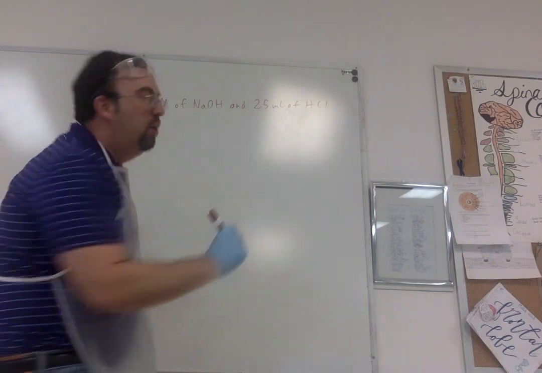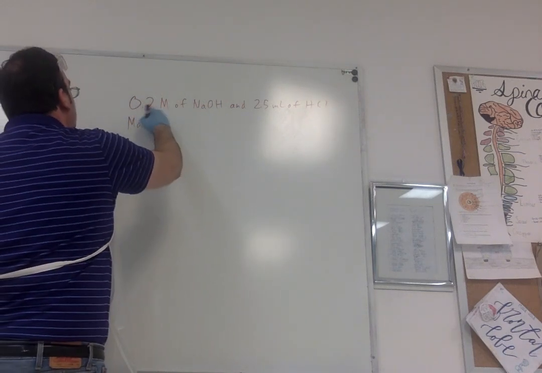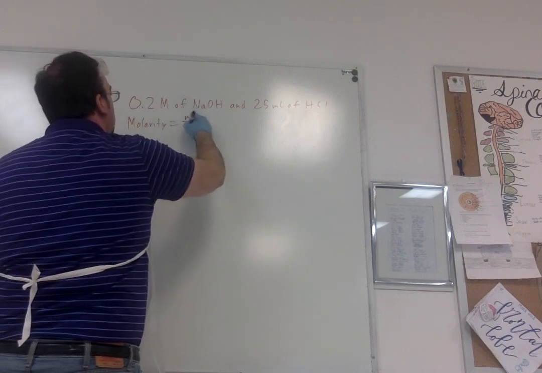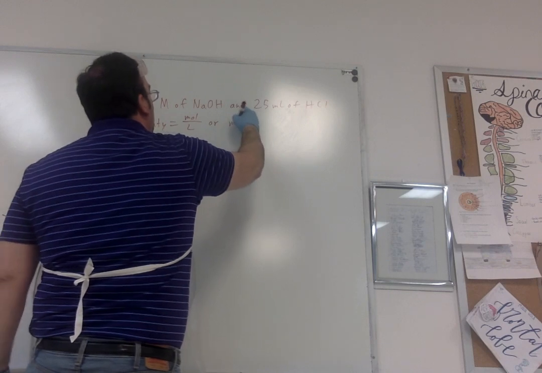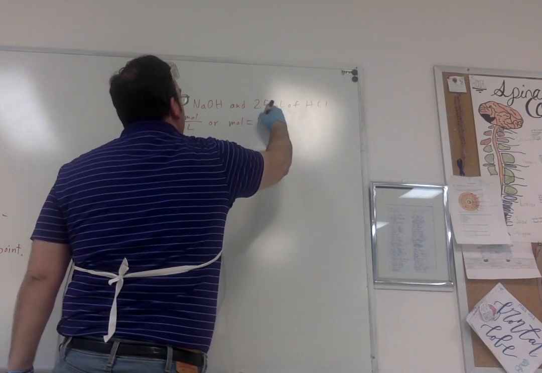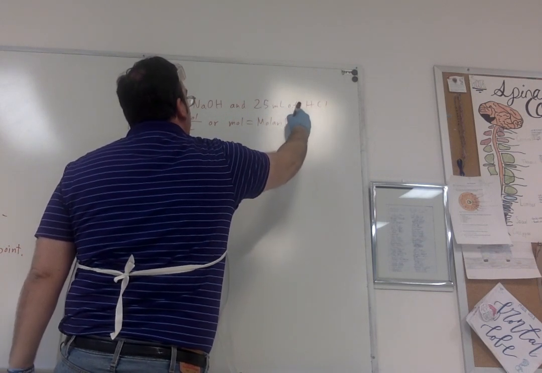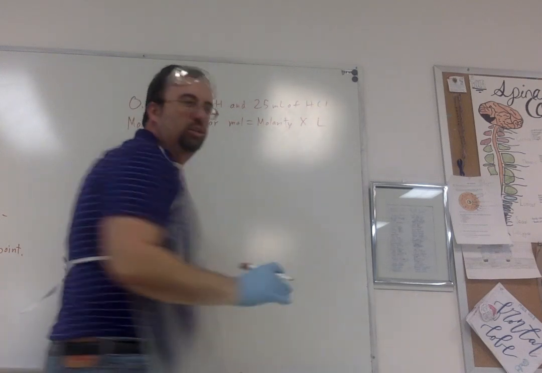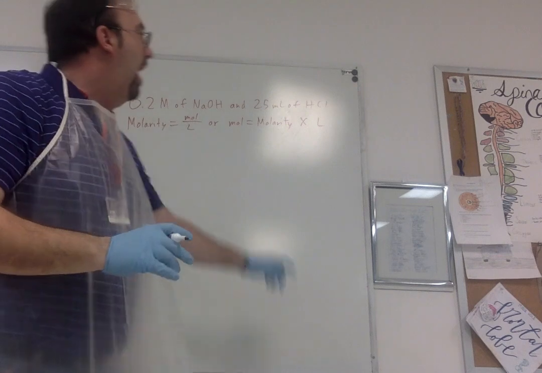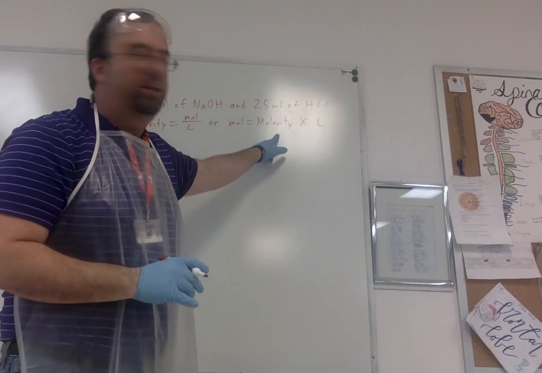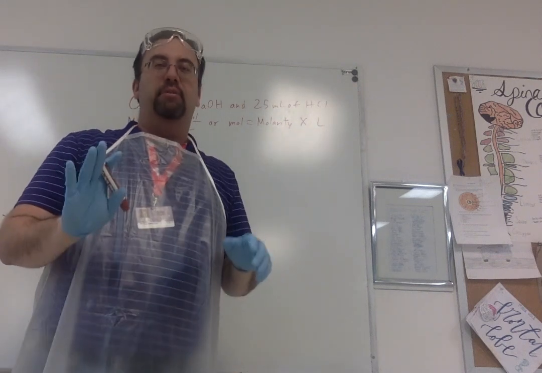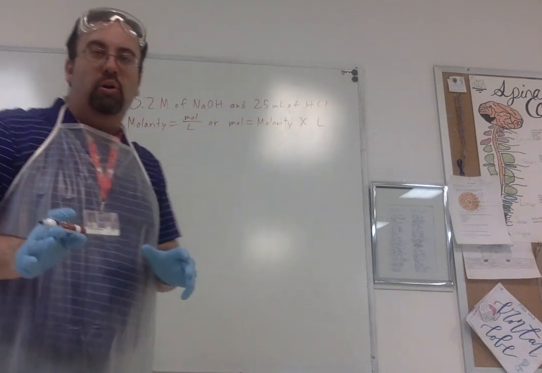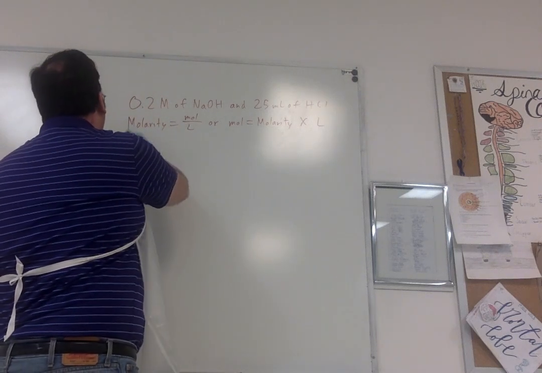So remember, molarity is moles per liter, or moles is the molarity times the liter. So in order to find the moles, I have to take the concentration, which is the molarity, and multiply by the volume. And so notice that I had 0.2 molar of NaOH.